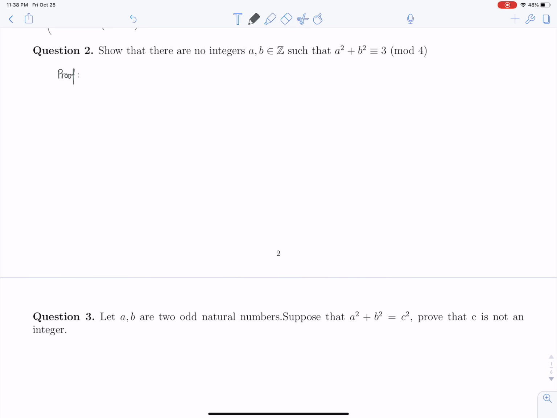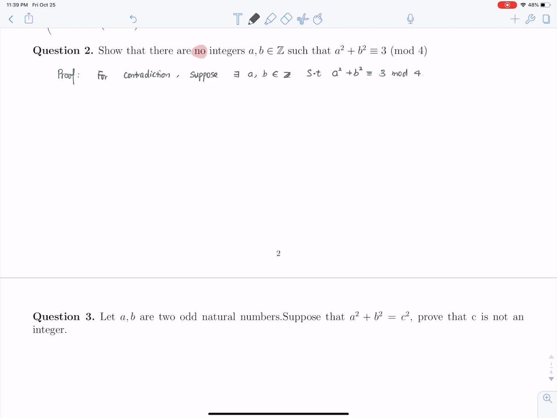As always, since you see "no" here, we can prove it by contradiction. So for contradiction, suppose there exist a, b in Z such that a squared plus b squared is congruent to 3 mod 4.